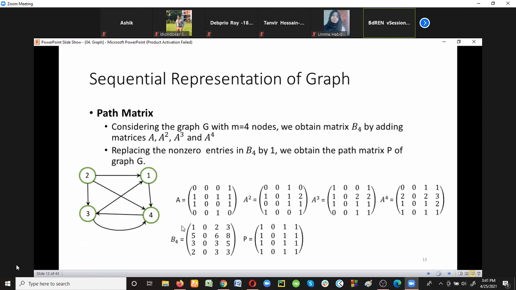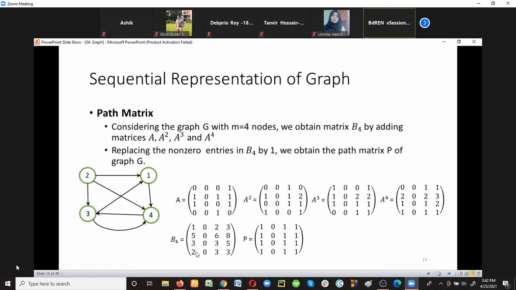1, 0, 2, 3, these are the values of the first row, 5, 0, 6, 8, 3, 0, 3, 5, 2, 0, 3, 3. After getting the result, the last step is to replace all the non-zero values by 1. How many non-zero values are here? 2, 3, 5, 6, 8, 3, 3, 5, 2, 3, 3. All those non-zero values will be replaced by 1.